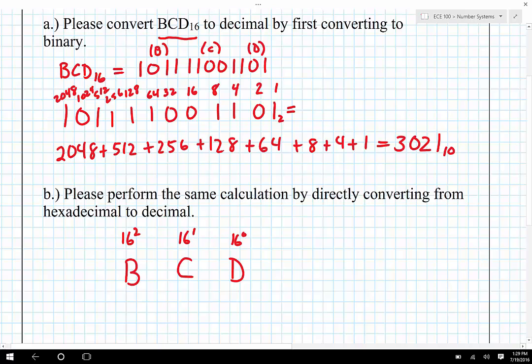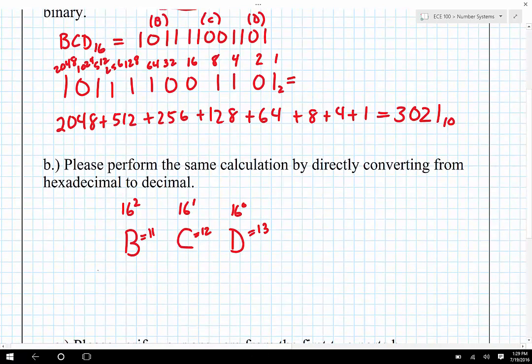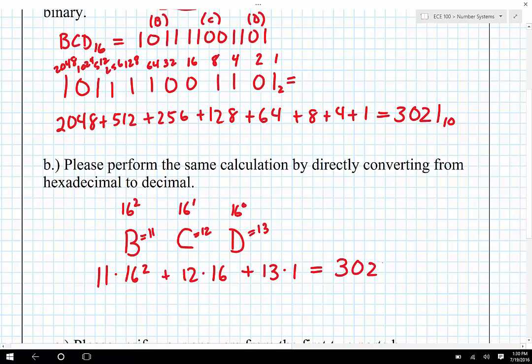Now, I should also mention that in our human language, in decimal language, B is the same thing as the number 11, C is the same thing as the number 12, and D is the same thing as the number 13. So when I'm doing this conversion, I end up with 11 times 16 squared plus 12 times 16 plus 13. Well, 13 times 1, I'll say. And when you multiply all of those together and then add them up, you end up with 3021 in base 10. So I'm feeling real good about that. We got the same result 2 different ways.